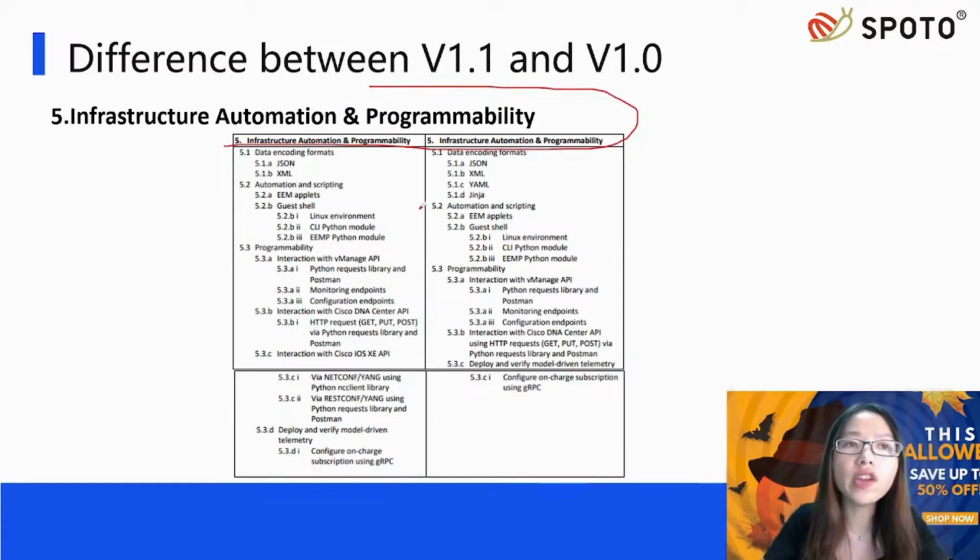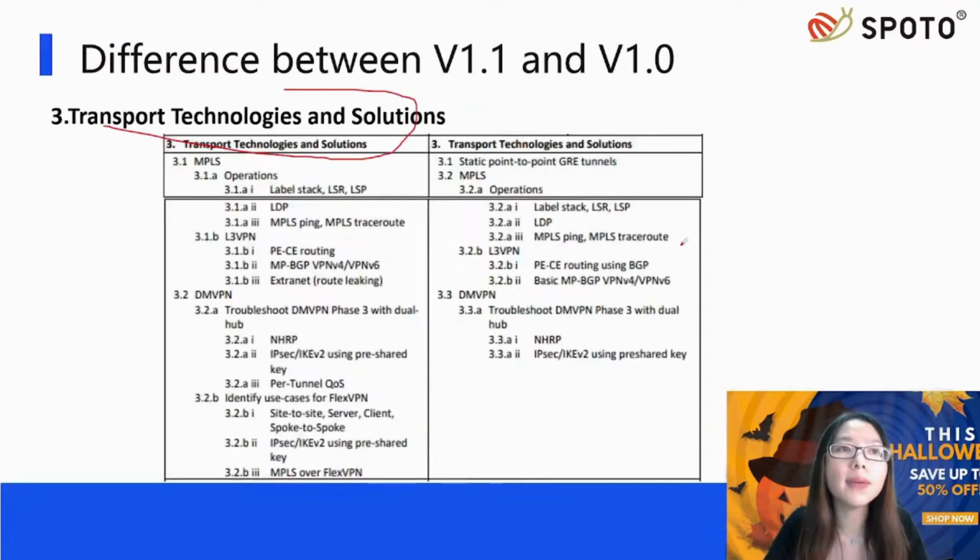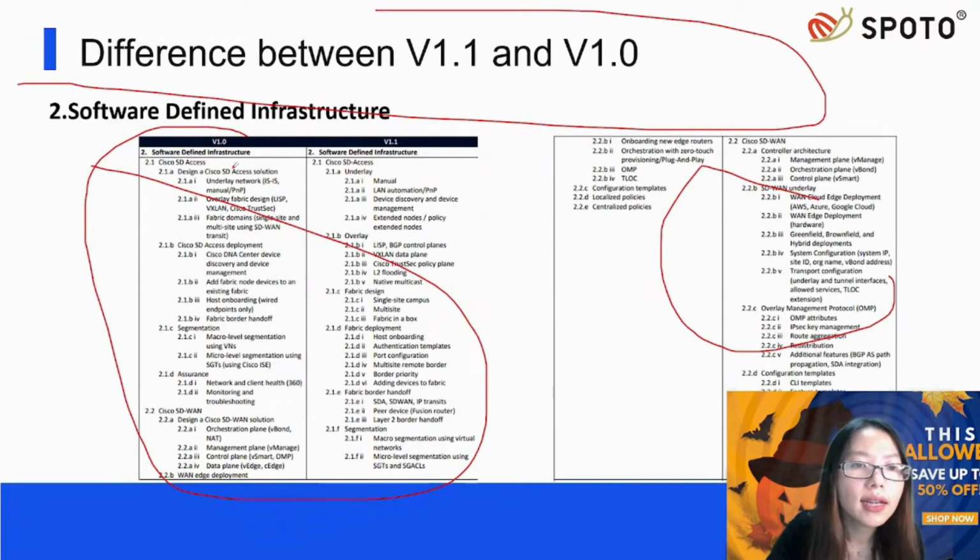So Cisco officially stated that SDN will enter the whole sector for adjustment. So the Cisco SD-Access and the Cisco SD-WAN have been restructured to provide candidates with a more concise list of what we need to know around this topic. So the updated structure of subtasks aims to provide more clarity. So you can see these are SD-Access and SD-WAN.